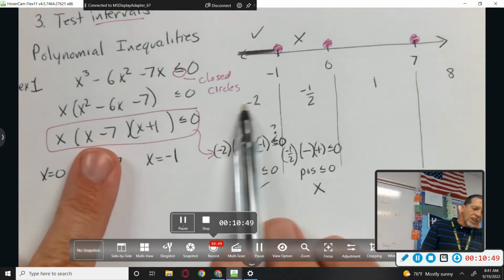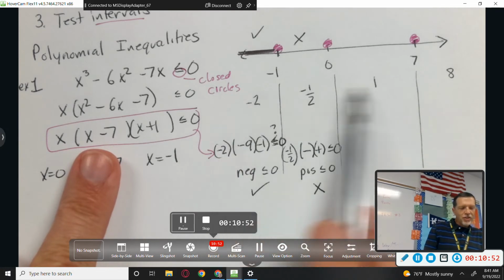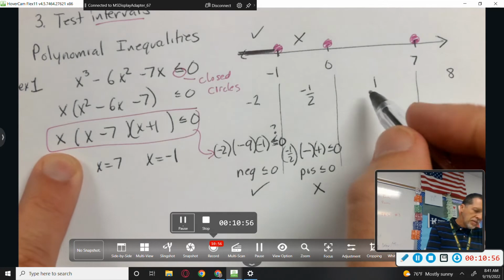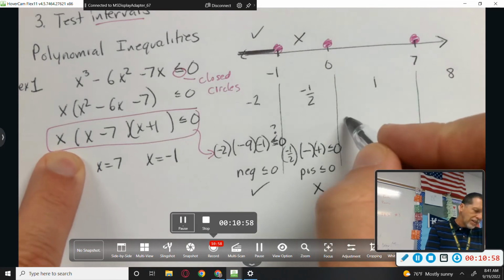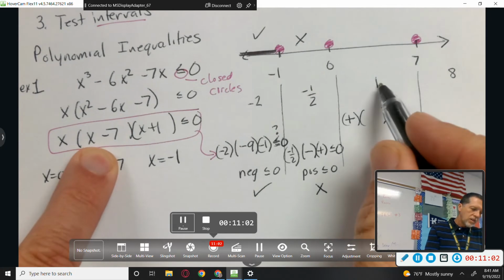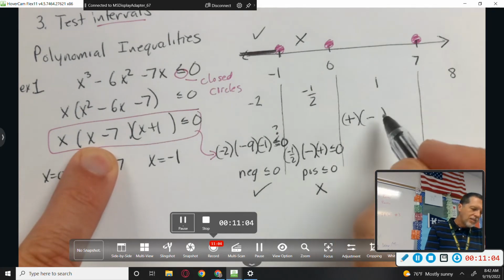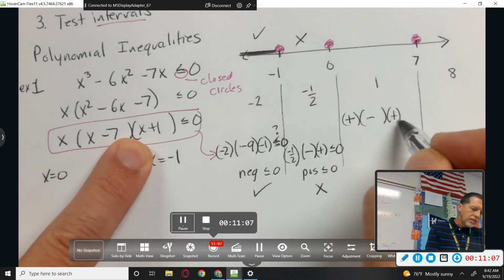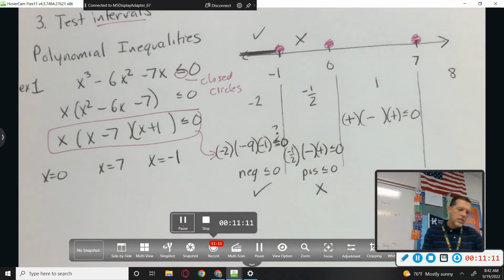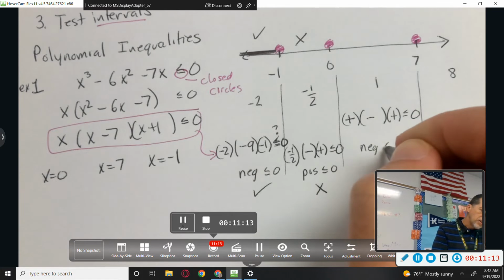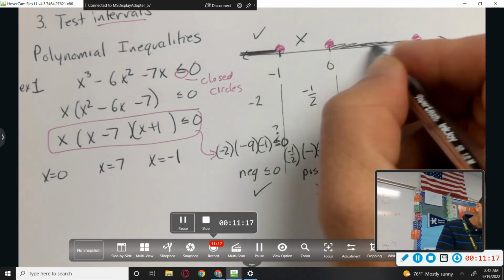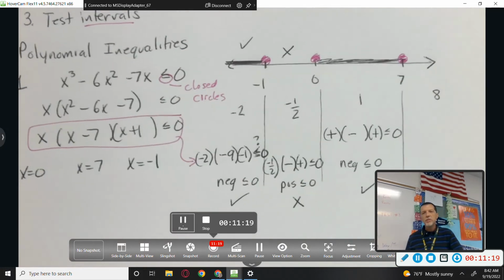Things usually get easier as you go left to right because you jump from the negatives to the positives and you're less likely to make a mistake. If I plug in 1, I get positive times 1 minus 7 is negative. 1 plus 1 is positive. So that's a negative number less than or equal to 0. That's true. So we'll shade everybody from 0 to 7.